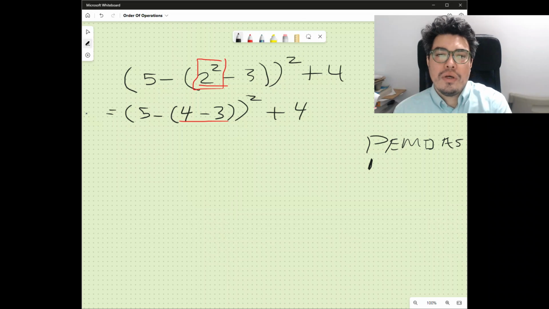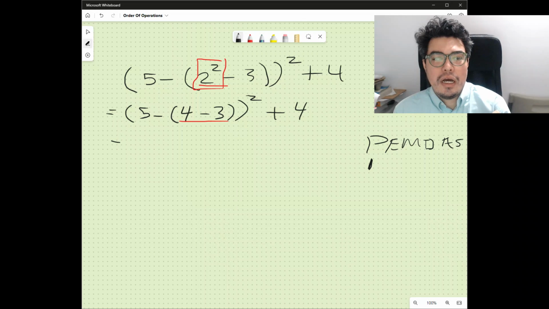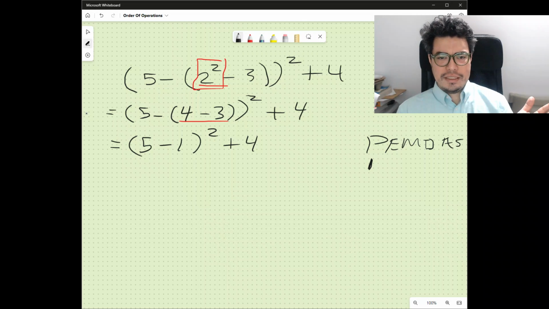Notice how what's happening is we're going as deep into the parentheses as possible and then simplifying on our way out. Okay? And so here, 4 minus 3, that's 1. So this becomes 5 minus 1 squared plus 4. Because 4 minus 3 is 1. And 5 minus open parentheses, 1 close parentheses would just be 5 minus 1. Then here you can see this parenthesis is now very doable. 5 minus 1 is just 4, so we end up with 4 squared plus 4.